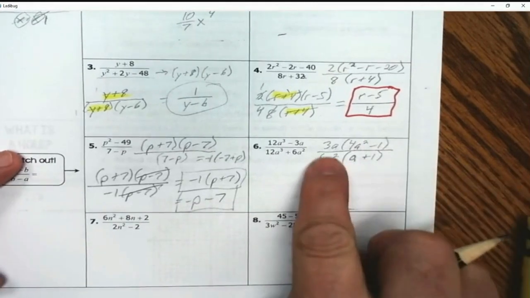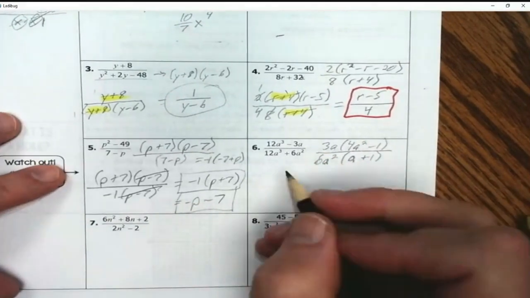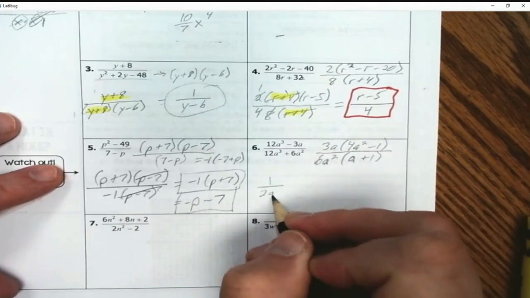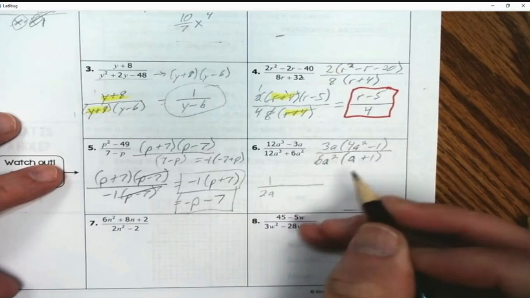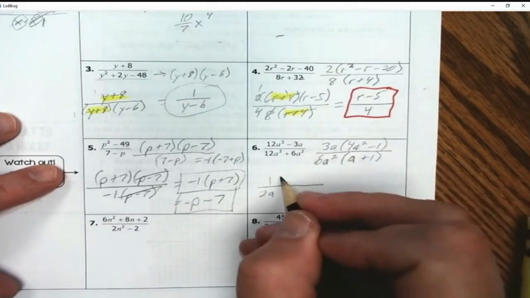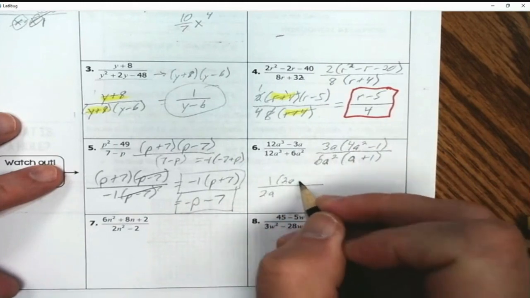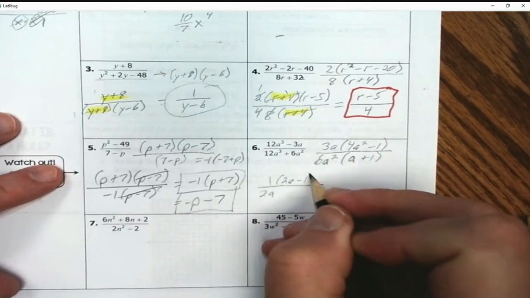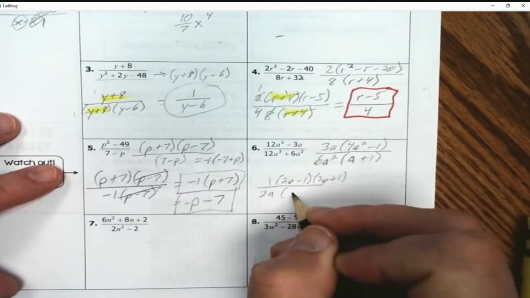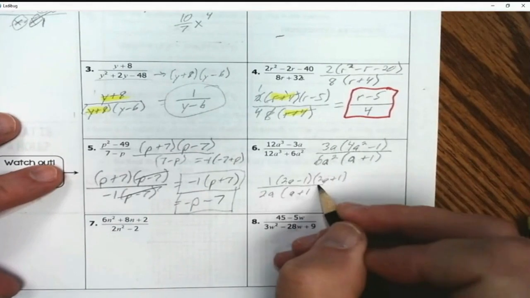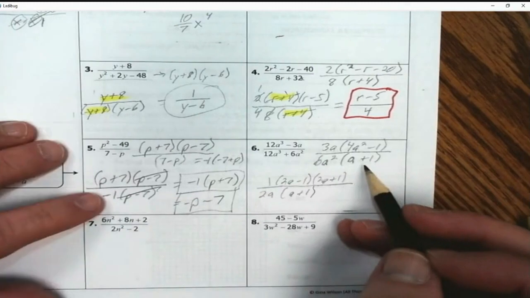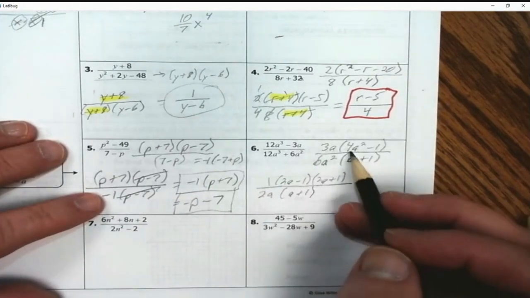So factoring 3a over 6a squared, that just leaves 1 over 2a. This is a difference of squares: 2a minus 1 and 2a plus 1. And down here we have a plus 1. So there's obviously a big divide there. Oh, wait. Yeah, a plus 1 is all we got left down there.